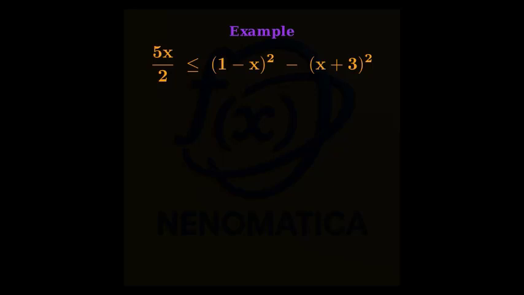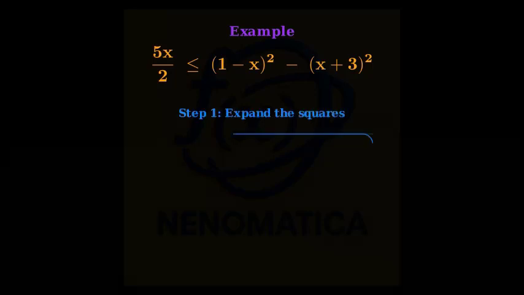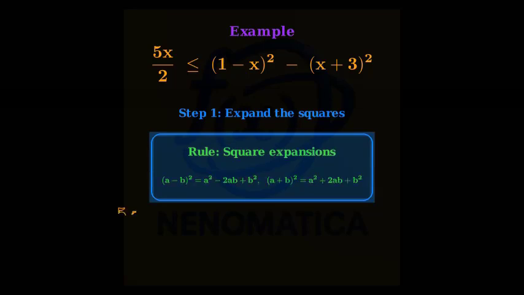We will reconstruct, check, and solve the inequality seen in the image using a clear, rule-based step-by-step method. First, let us show the example, and the problem is in bold orange math. Step 1. Expand both squares using the identities. A minus b quantity squared equals a squared minus 2ab plus b squared, and a plus b quantity squared equals a squared plus 2ab plus b squared.